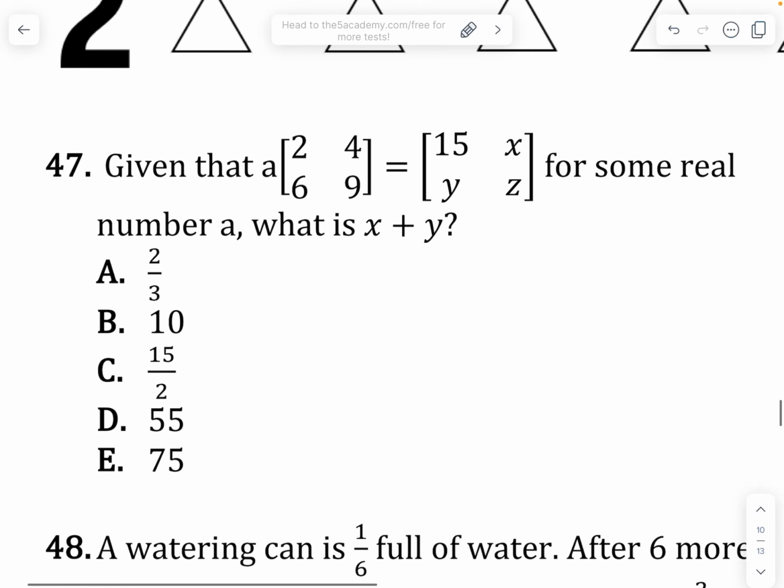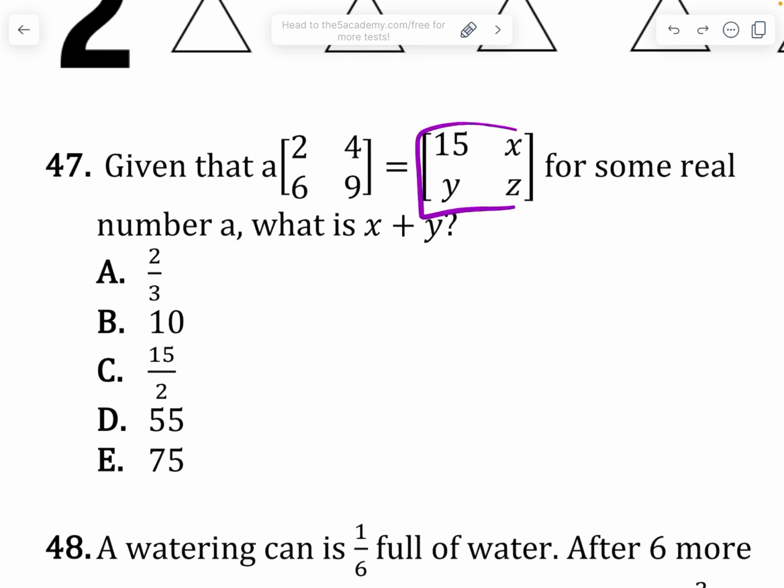All right, we're getting to the last 10 to 15 problems. Given that A times this matrix is equal to this, for some real number A, what is X plus Y? Okay. So X plus Y, how do I actually do this? How do I identify what X and Y are? Well, I know that I have corresponding terms 4 and 6, which really aren't just 4 and 6. They're 4A and 6A, because this constant A multiplies over into all four of these, kind of like distributive property.